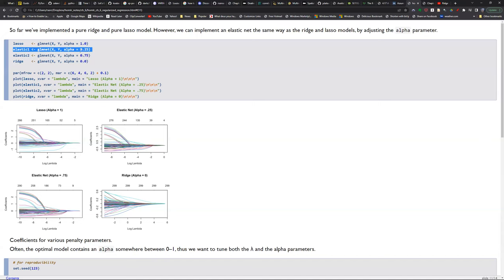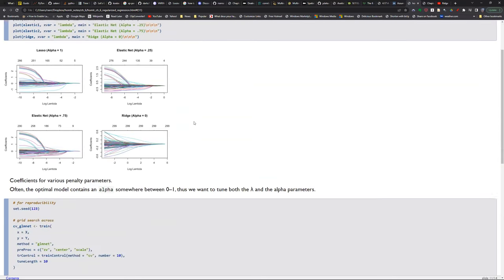So how you can interpret that is that it starts from zero, right? The ridge starts from zero. As you increase that value, in decimals, what you're adding to the ridge is 25% of lasso, okay? So it's going to be 75% ridge, 25% lasso. Then when you go to 0.75, you are reversing those. So now lasso is going to be 0.75 and ridge is going to be 0.25 in that mix, all right?